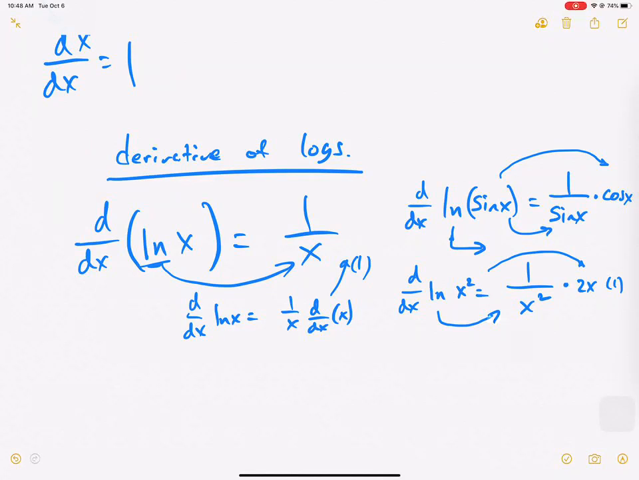Can you simplify 1 over sine x times cosine of x? You can. This could be cosine over sine, and that's cotangent. So like on an IXL problem, we would have to simplify it to that. Probably. Yeah. This one here would be 2x over x squared, which is 2 over x.